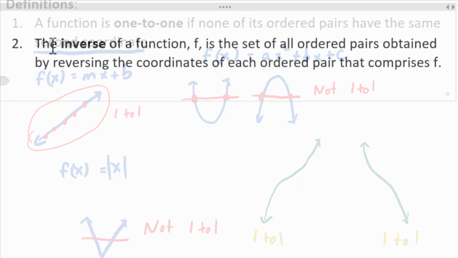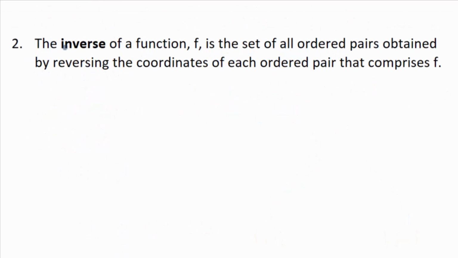Okay? So let's talk about definition number 2. The inverse of a function f is the set of all ordered pairs obtained by reversing the coordinates of each ordered pair that comprises f. So every y becomes the corresponding x, every x becomes the corresponding y. So let me give you an example then.